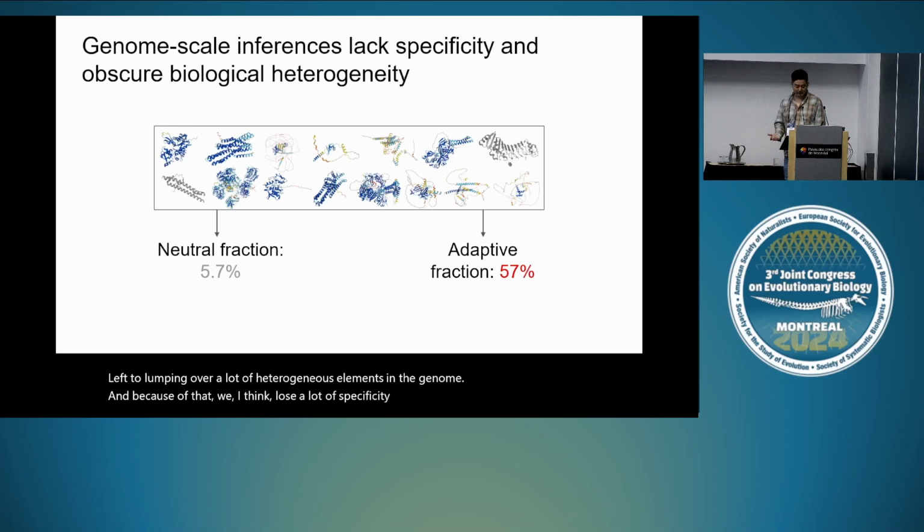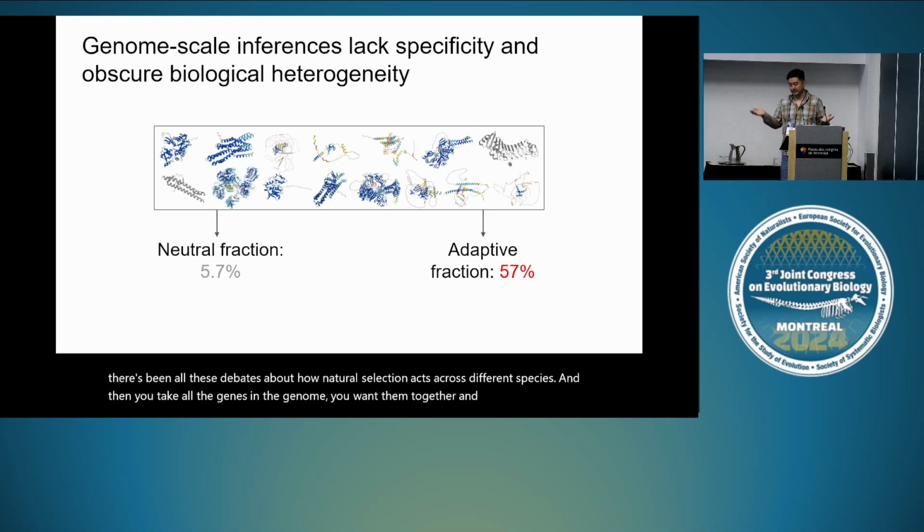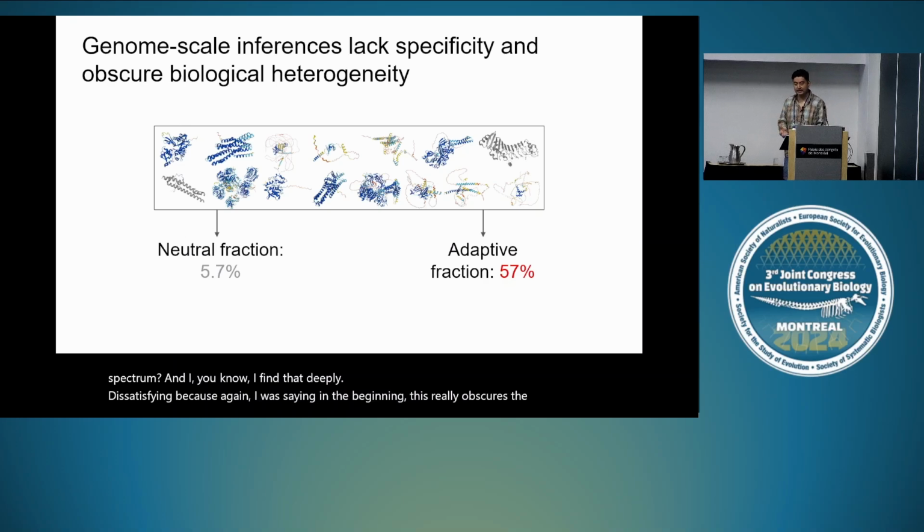Like we get these numbers, and there's been all these debates about how natural selection acts across different species. And then you take all the genes in the genome, you lump them together, and you say 5.7% of new mutations are neutral, and 57% of non-synonymous substitutions are adaptive. What does that even mean? Is it the same for all of these genes, or is there a spectrum? And I find that deeply dissatisfying because, again, like I was saying in the beginning, this really obscures the function that we know is there, and all these functional differences, and just kind of gives us a single number.